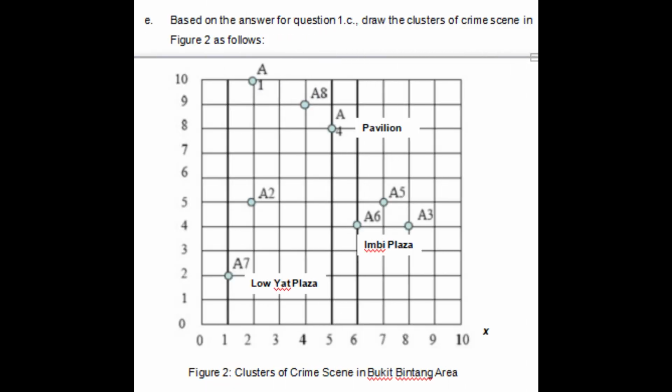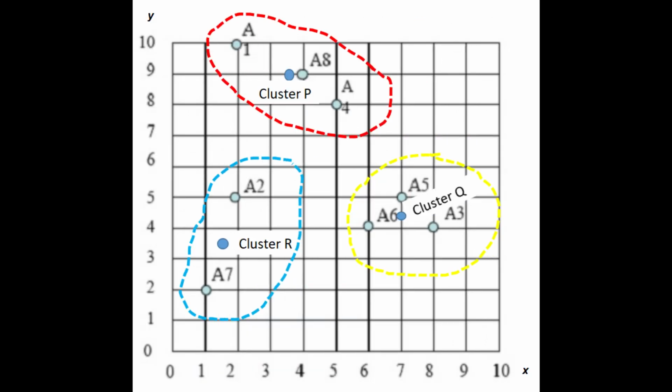Question E. Based on the answer for question 1C, draw the clusters of crime scene in figure 2 as follows. So this is the answer for question E. As we can see, points A1, A8 and A4 are in cluster P. Points A6, A5 and A3 are in cluster Q, and the last one, points A2 and A7 are in cluster R.